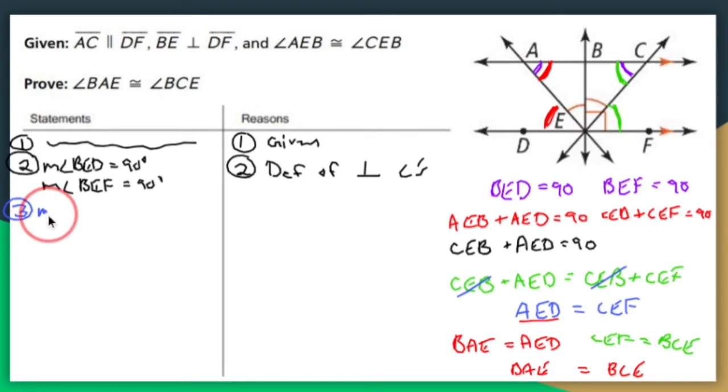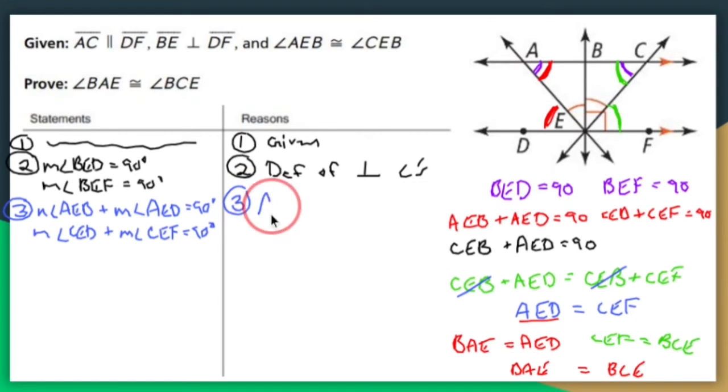The measure of angle AEB plus the measure of angle AED is 90 degrees, and the measure of angle CEB plus the measure of angle CEF is 90 degrees. That was because I added these two angles to get that, angle addition postulate.